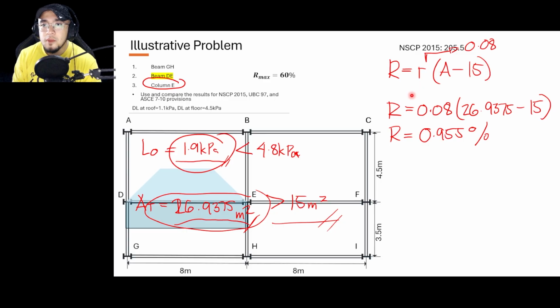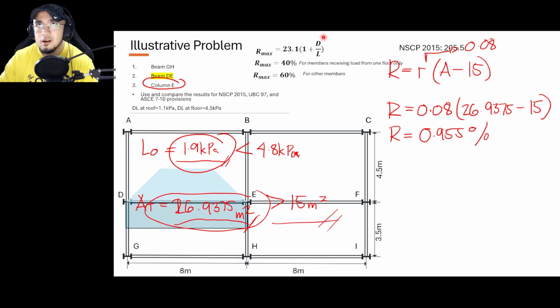Before applying this factor to the live load, we must first check if it is within the allowable range. Looking at this area here, these are the maximum reductions that we could use. It is either of the following. So let us compare 40 and 60 first. Which one of these will we be using? 40% for members receiving load from one floor only, and 60% for other members.